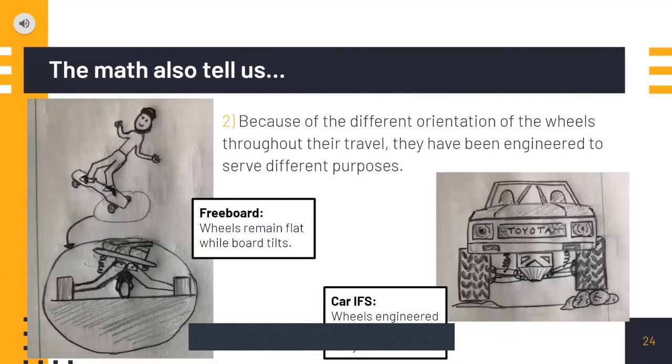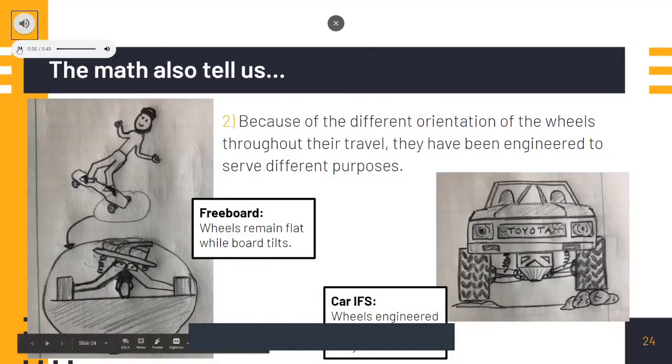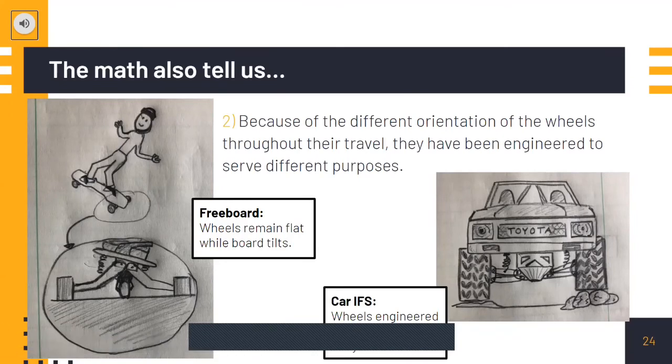As you can tell by now, these suspensions have been engineered for different purposes. On the left, we have the freeboard linkage. As the rider leans and tilts the deck, the wheels always remain perpendicular to the level ground. This allows for maximum friction between the wheels and the ground, which, as the rider goes down the hill, they need to remain in control as they're constantly making slides and turns.